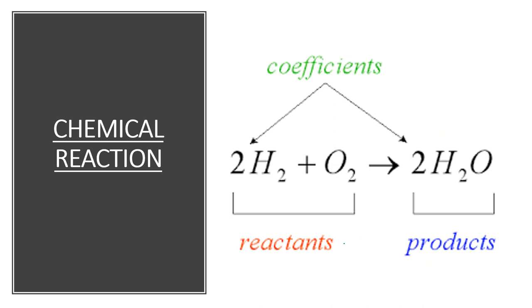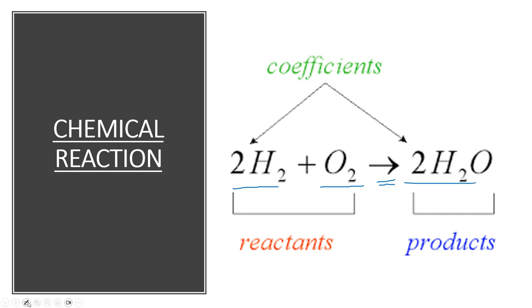Now, we have the basic water equation here. We have two hydrogen atoms combining with, that's what the plus sign is, one oxygen atom, or one oxygen molecule, I could say, two hydrogen molecules and one oxygen molecule, producing, remember there's that arrow there, two water molecules.